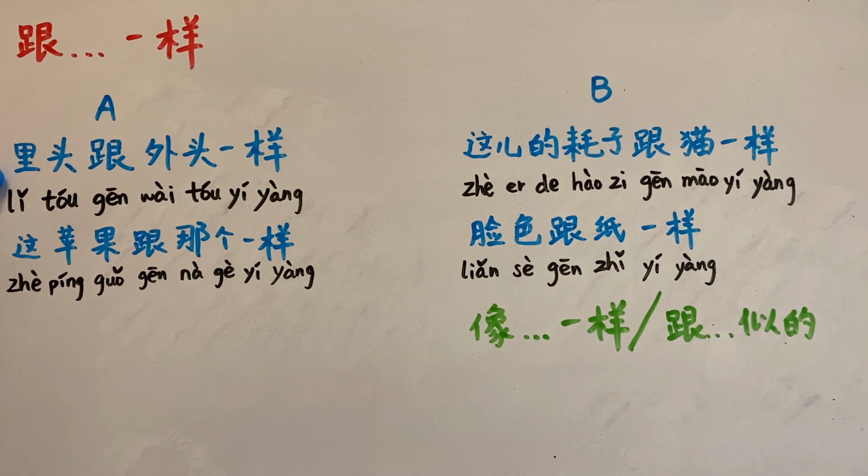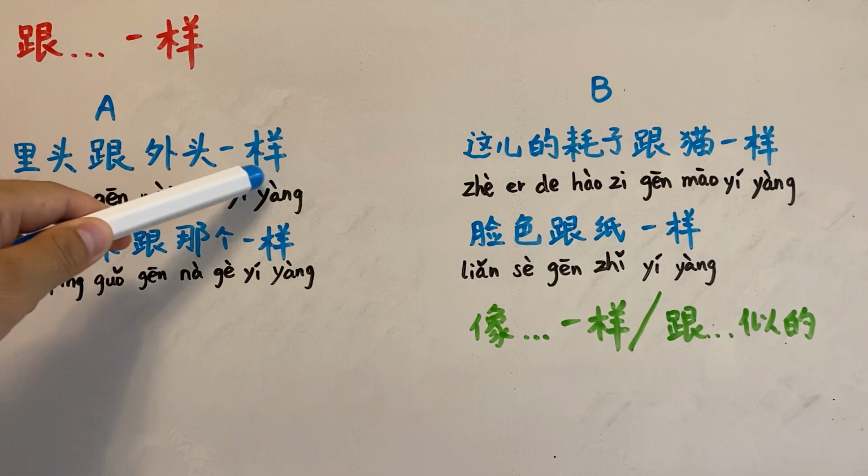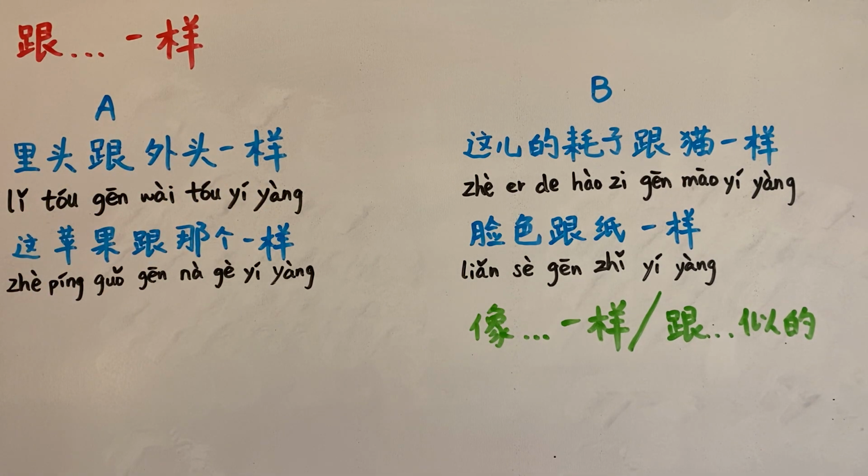This one, the first one, 里头跟外头一样. 里头, this is spoken Chinese. Inside is like the outside. 里头跟外头一样. 里头 means inside. 外头 outside. 外, out, or 外国人 foreigners. So basically, this sentence is to make a comparison between two things.